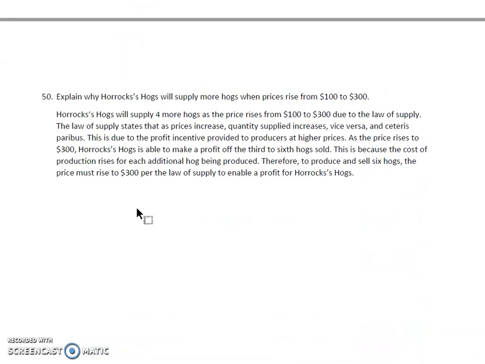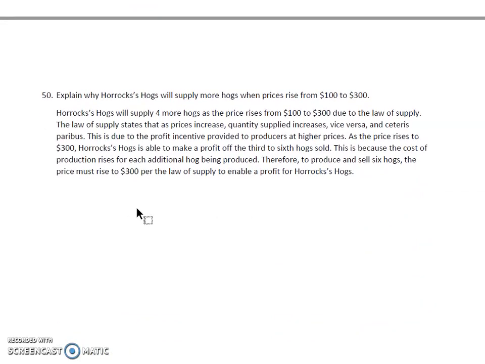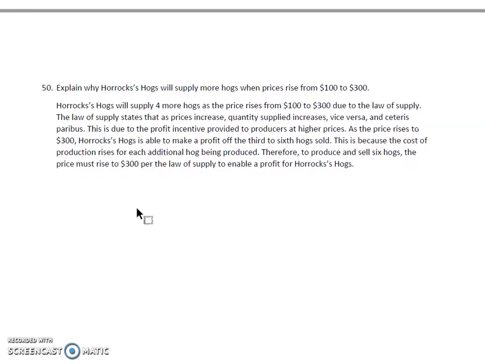Okay, question 50. Explain why Horrocks' hogs will supply more hogs when the price rises from 100 to 300. Well, Horrocks' hogs will supply more hogs as the price rises due to the law of supply. Now you can see I've included values in my answer here, just to build in the complexity from our Hamilton's honey response, to really link my answer to the question, to really show the examiner that I'm answering the question dynamically. I haven't learned an answer on price changes affecting supply. I'm actually integrating the question material into here.